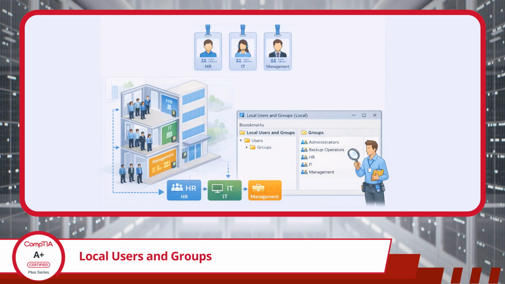A helpful way to think about this is through a real-world analogy. Imagine a company office building. Each employee has their own ID badge, which represents their user account. Instead of giving each employee separate permissions for every room, employees are placed into groups such as HR, IT, or management. Each group is then granted access to certain areas. This makes managing access much more efficient and consistent.